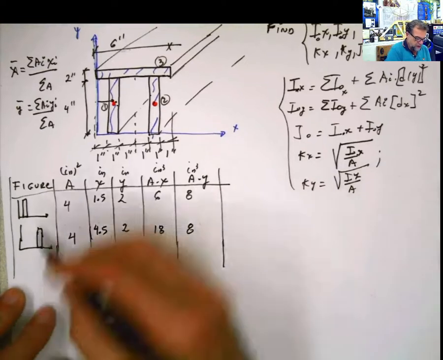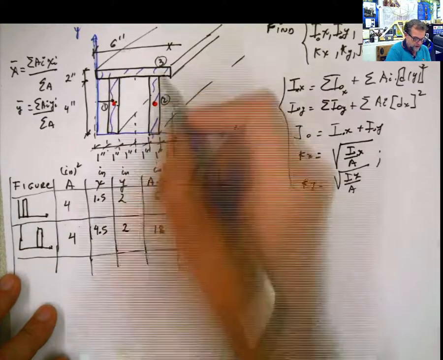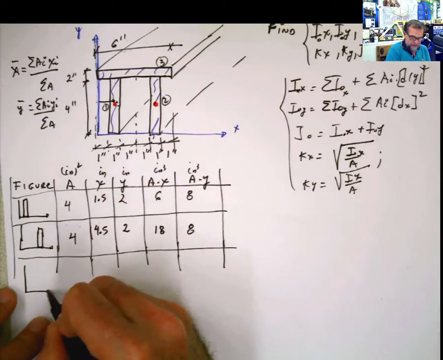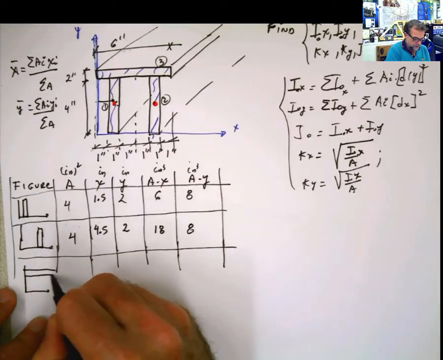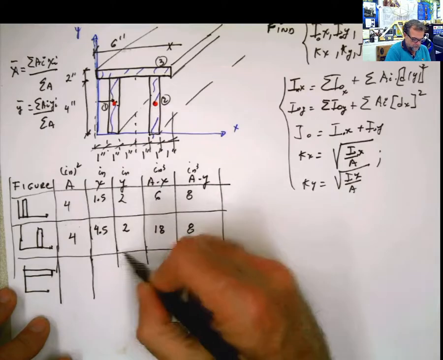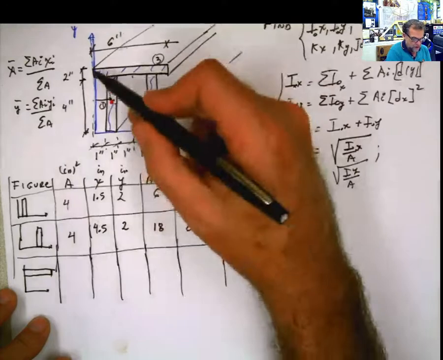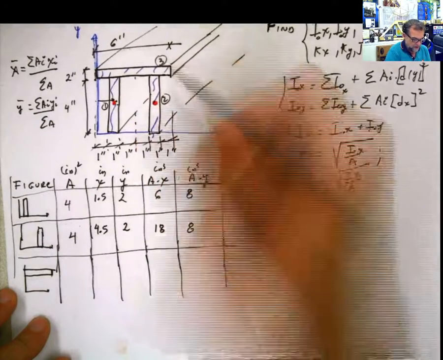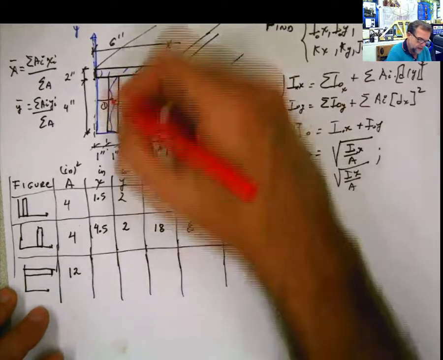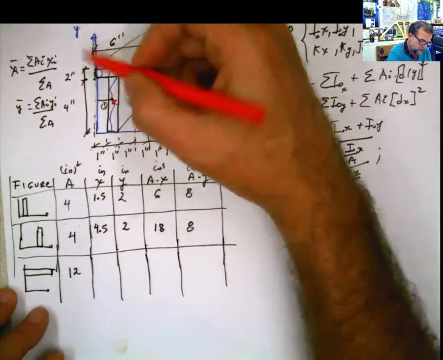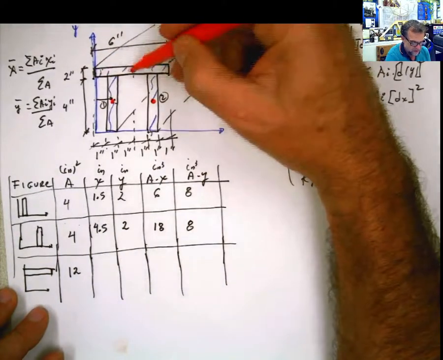And last but not least, let me put a line here, last but not least is this figure. So I put my axis and I put my figure over there. What is this area? 2 times 6, 12. What is x? X is the distance of this centroid measured from my axis of reference. If the total is 6, half of the distance is 3.